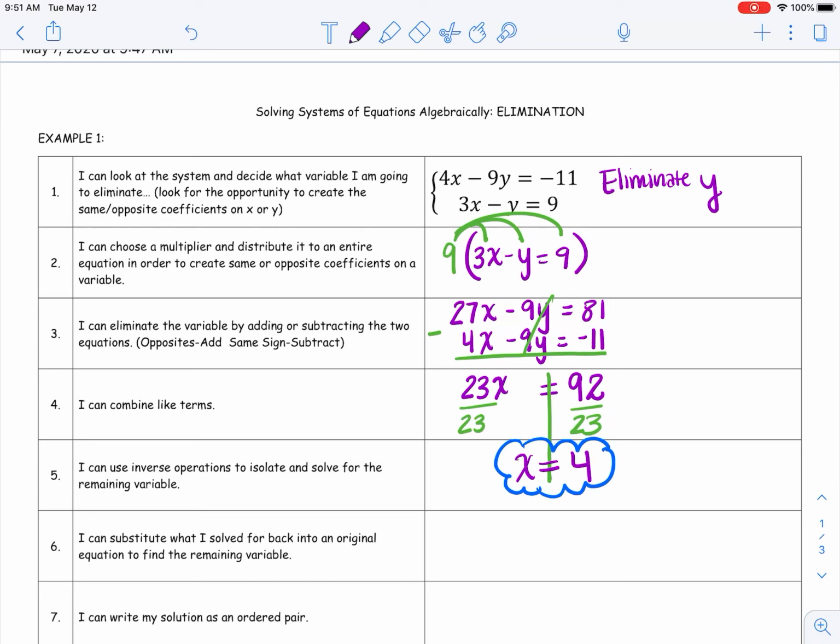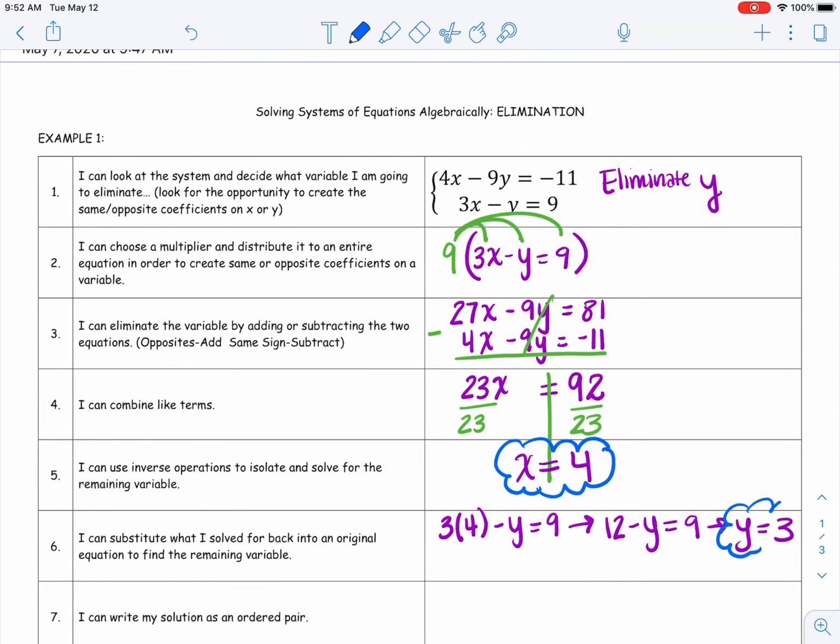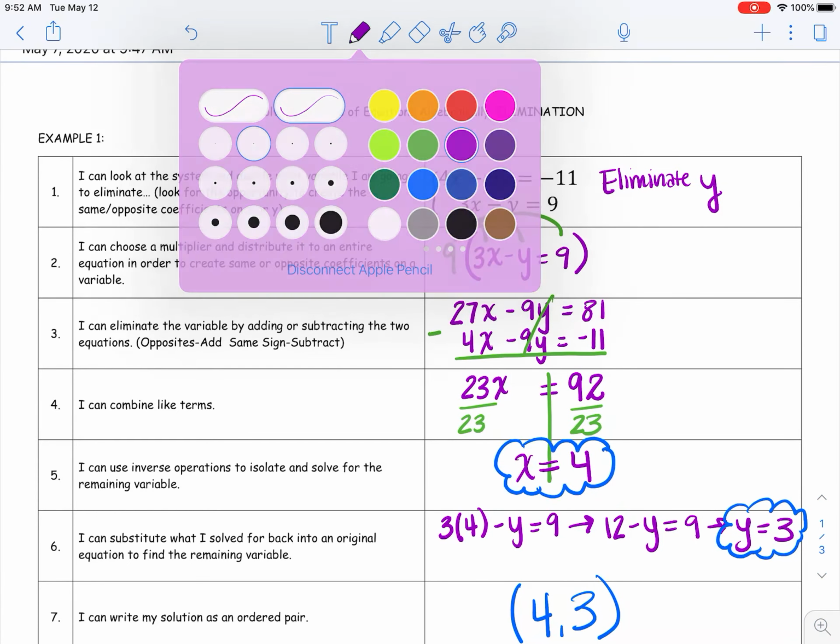Number 6, we need to substitute that 4 back into an equation and find y. So I would choose the easiest equation. In my mind, the easiest equation is 3x minus y equals 9, so that's what I'm going to use. I'm going to substitute 4 in for x. Then that means 12 minus y equals 9, which means that y has to be 3, because 12 minus 3 is 9. And there's our ordered pair. Let's write it down: x comma y, our solution to that system of equations is 4 comma 3.